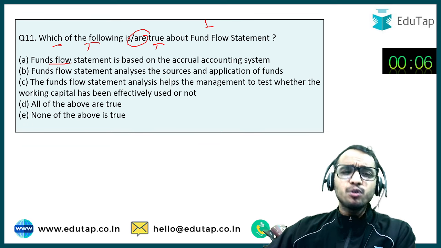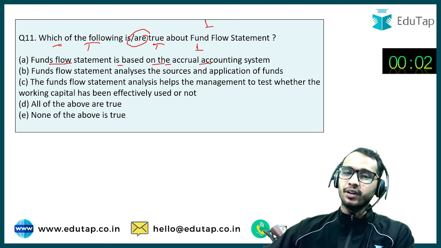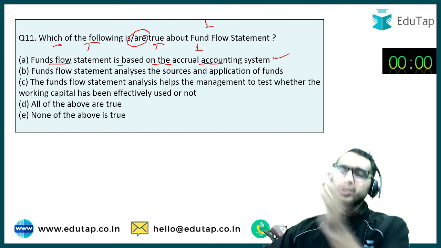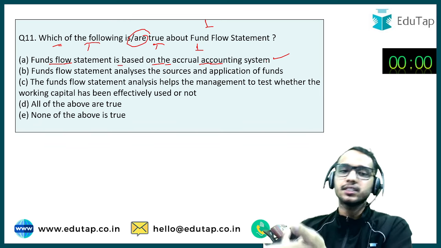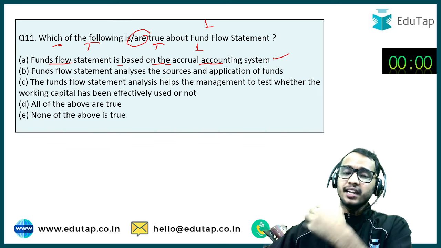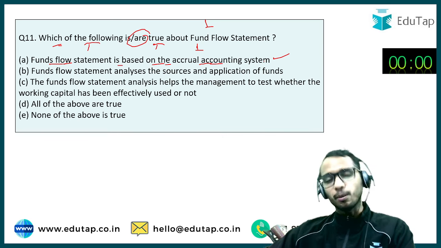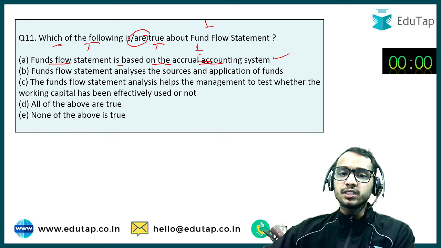Which of the following is correct? The fund flow statement is based on the accrual accounting system, so this is correct. Unlike the cash flow statement, which is based on the cash system, only cash inflows and cash outflows are taken care of there. But in the fund flow statement, you take all the sources and all the applications. The fund flow statement analyzes the sources and application of funds.